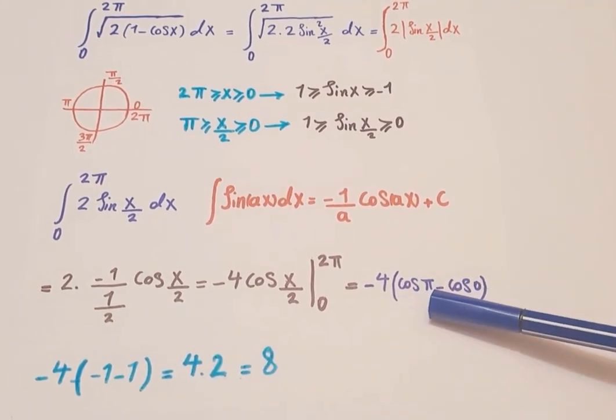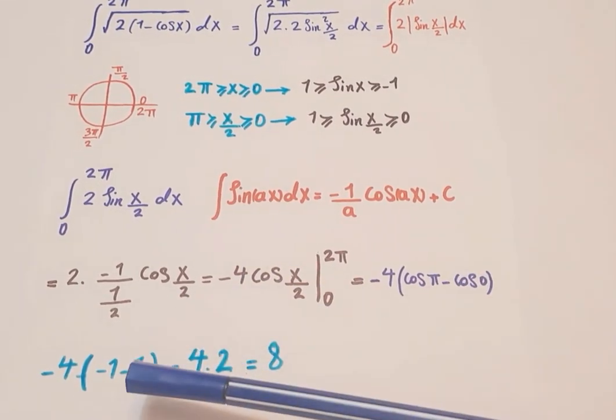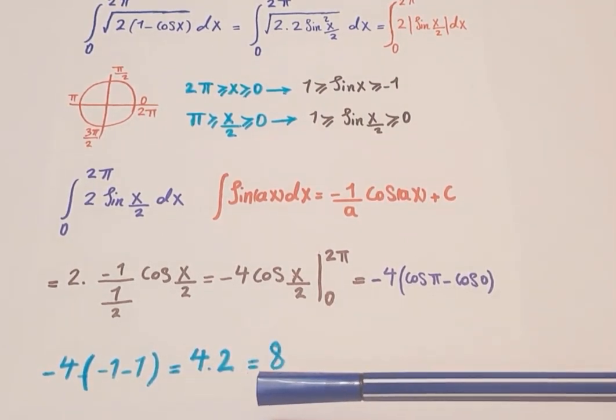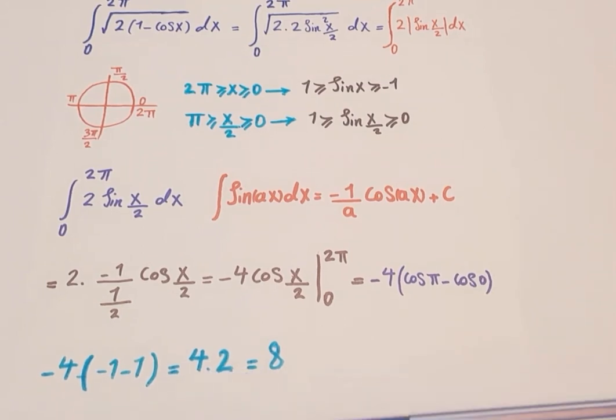Why? Because we had negative here too. And we have minus 4 times minus 2 here, and it's equal to 4 times 2, and the final answer will be equal to 8.